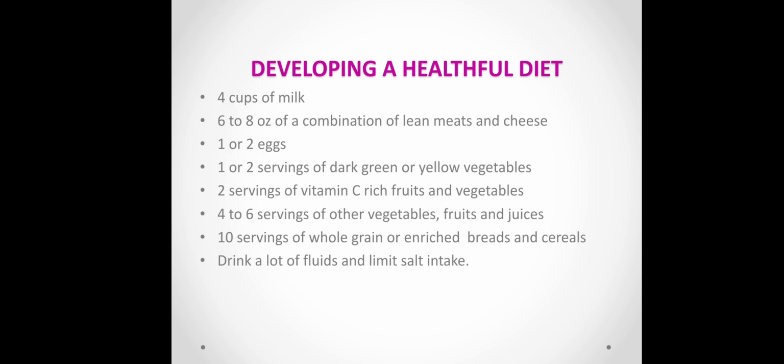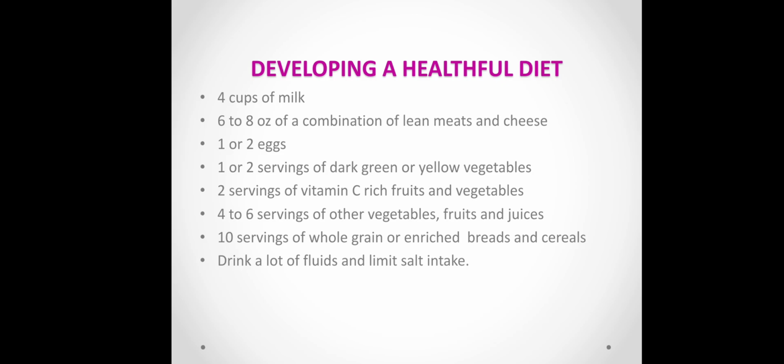Okay, so developing a healthful diet for pregnant woman. Ano ba yung magagandang diet? So, dito sa atin sa table 52, page 208, makikita dito yung daily food guide for a pregnant or lactating woman. So, nakadivide yung ating pregnant woman and lactating woman. So, we have here dito, the mother or the pregnant woman should take 4 cups of milk, 6 to 8 ounces of a combination of lean meats and cheese, 1 or 2 eggs, 1 or 2 servings of dark green or yellow vegetables, 2 servings of vitamin C rich fruits such as oranges, apple, and so forth, and vegetables.